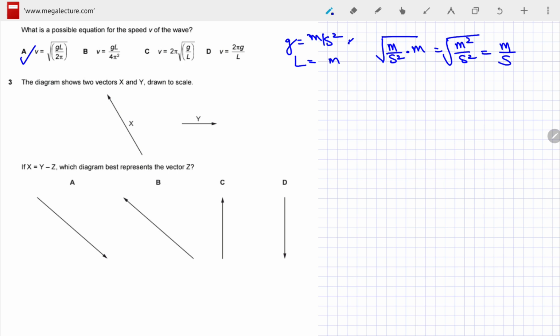Moving on to question number 3, we have two vectors x and y, and we are given that x is equal to y minus z. Which vector represents the vector z? So we can write this equation as y is equal to x plus z. Now we have x and we have y. So what do I add to x to get a resultant y in this direction? This is my x and this is my y. So I have to add something like this, right? That means that the vector z is answer number A, right?